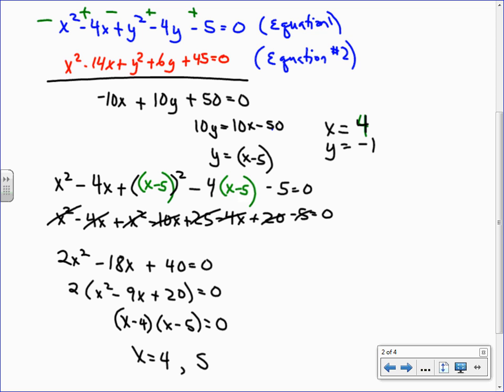Okay, down here I say x is 5. What am I going to do with that 5? I'm going to bring it back up here. I'm going to plug it in there. What's 5 minus 5? So when x is 5, what was y? So y was 0. Good? And there's equation number 1. There's equation number 2. And here are my solutions. Guys, my solutions are 4, negative 1 and 5, 0.